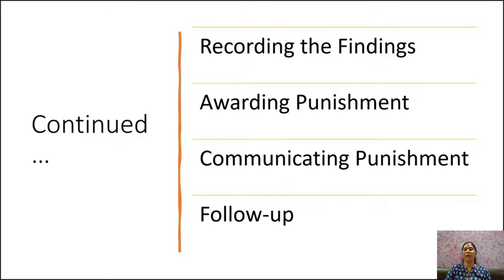Next is communicating punishment. The punishment awarded to the worker should be communicated to him quickly. The letter of communication should contain reference to the charge sheet, the enquiry and the findings. The date from which the punishment is to be effective should also be mentioned.